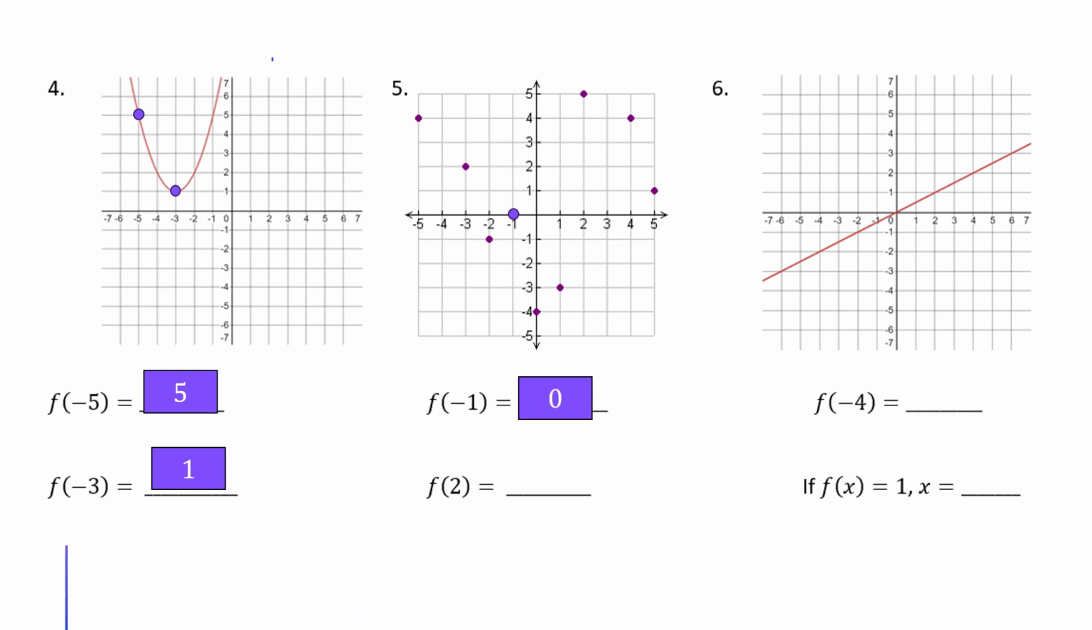And then f of 2, go to where 2 is located on the x-axis. Follow that up the vertical line and look for the function value at that point. It is right up here. It is 5. f of 2 is equal to 5. Pause the video and see if you can try out number 6 without me, and then come back and check your answers.